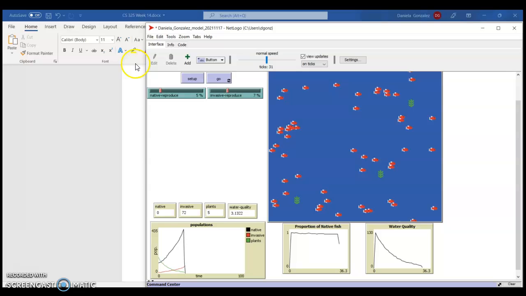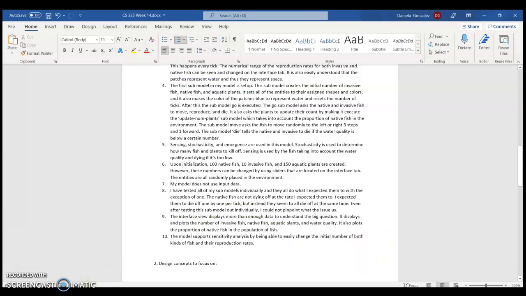I think the interface view does a very good job at displaying all the appropriate data that we need in order to understand what's going on. We have the number of native fish, invasive plants, and water quality when the model stops running, and then we also have these plots that show us how those have all changed over time, so we understand the model.